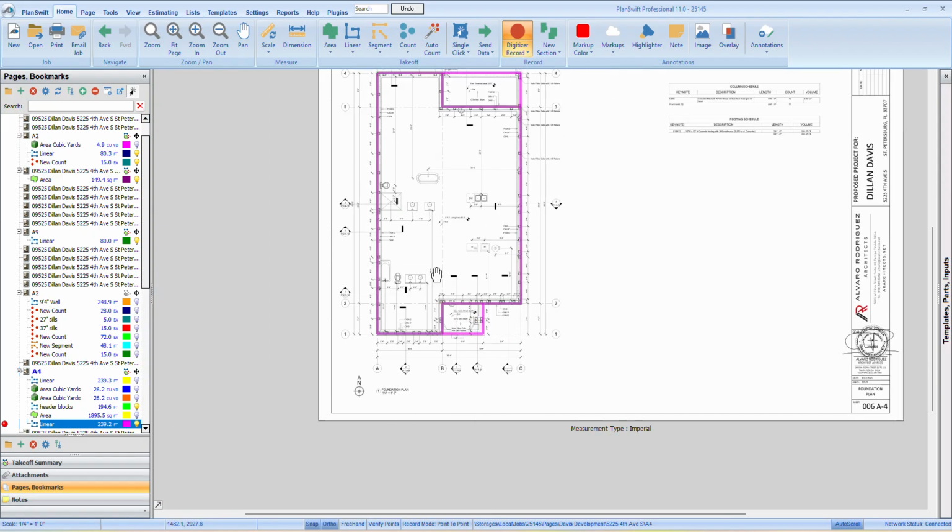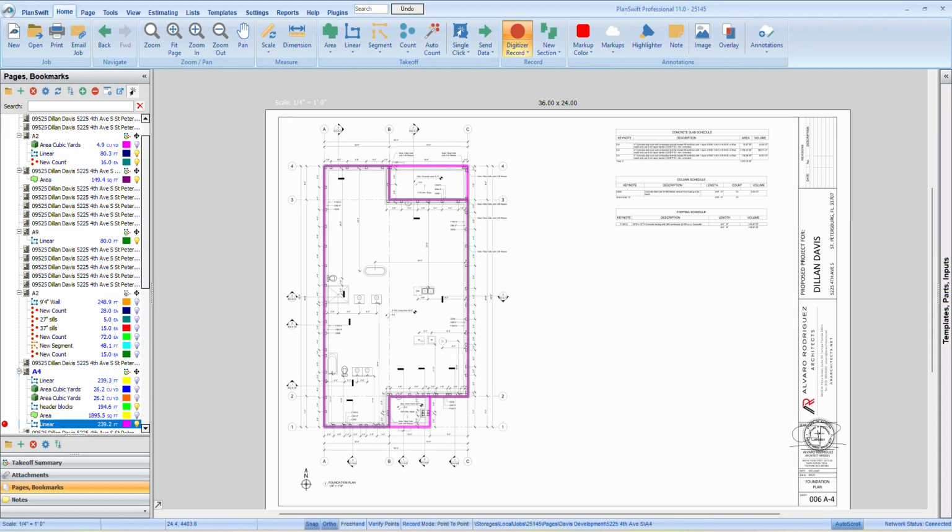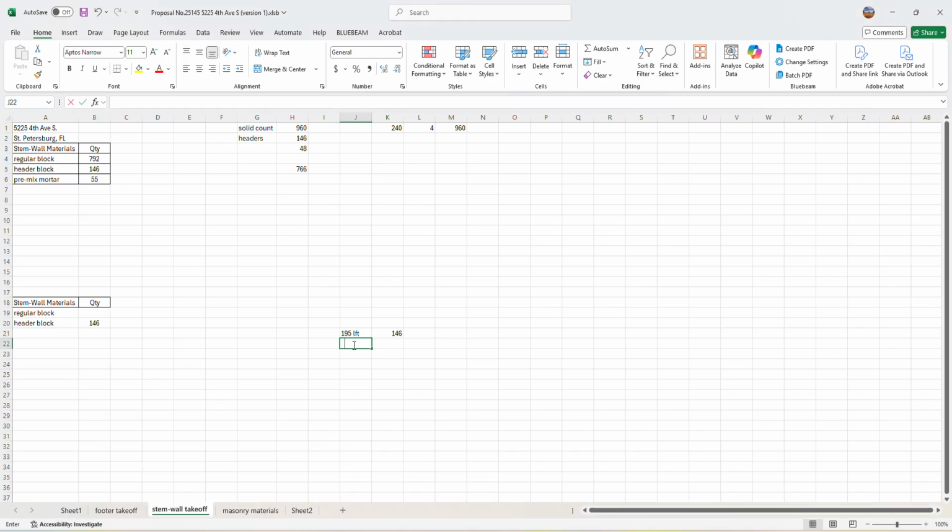So now we have, say, 240 linear feet. And again, let's divide that by 16 inches. 240 feet divided by 16 inches equals 180 blocks per row. And we're doing 4 courses, which equals this times this, enter, 720. So for our regular blocks, we need 720.